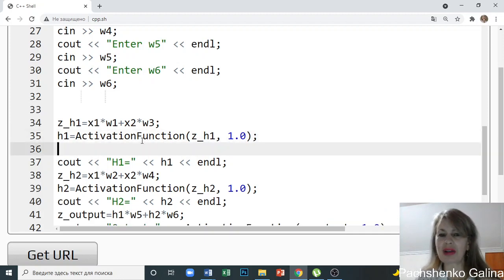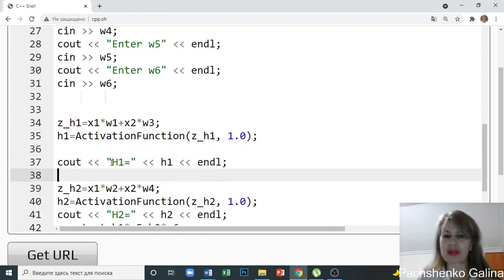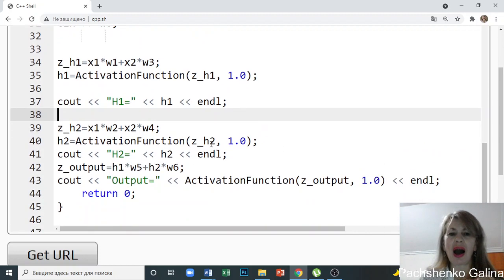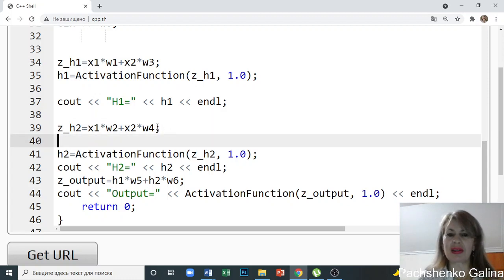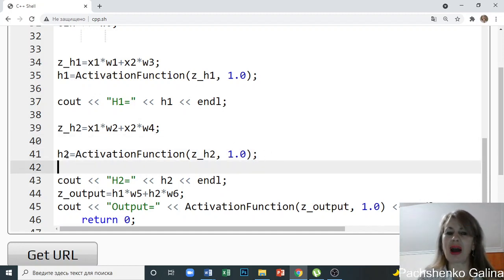And then I calculate the sum function for neuron 1, and in this line I call the activation function, so I calculate the output of neuron 1, here h1. Then I display on the screen h1 is equal to, and here goes the value. Then in this line I calculate the sum function for neuron 2, and then I call the activation function, so I apply the sigmoid activation function here. Alpha in our formula is equal to 1, please note.